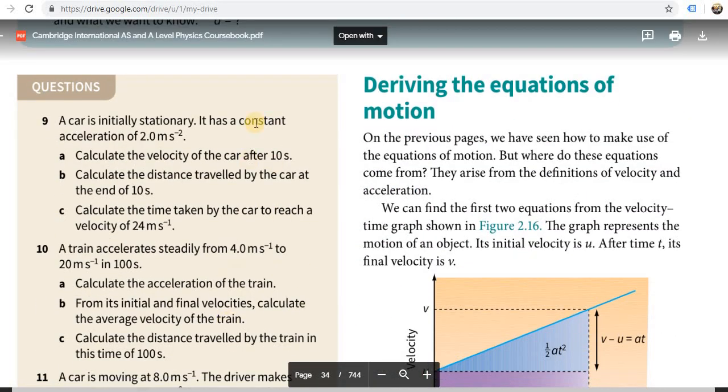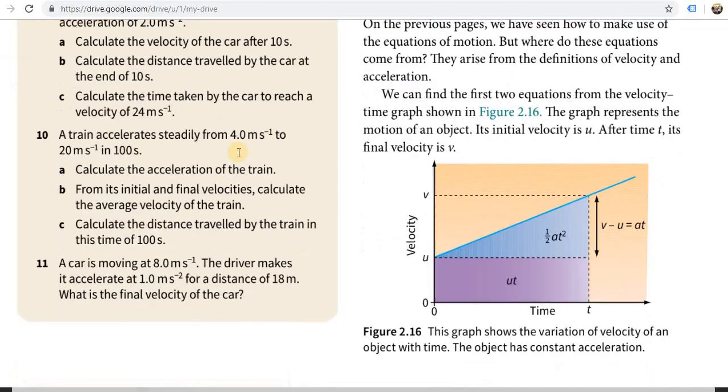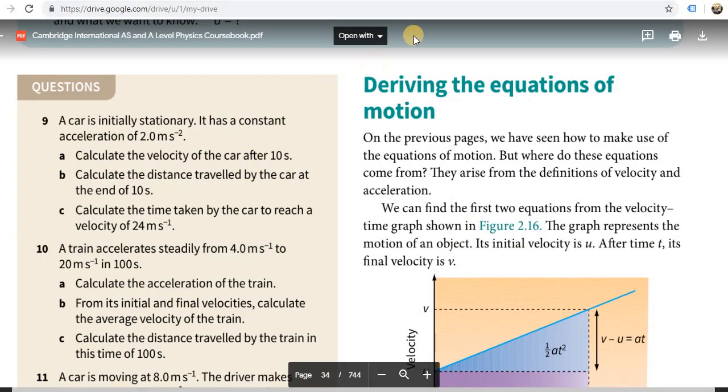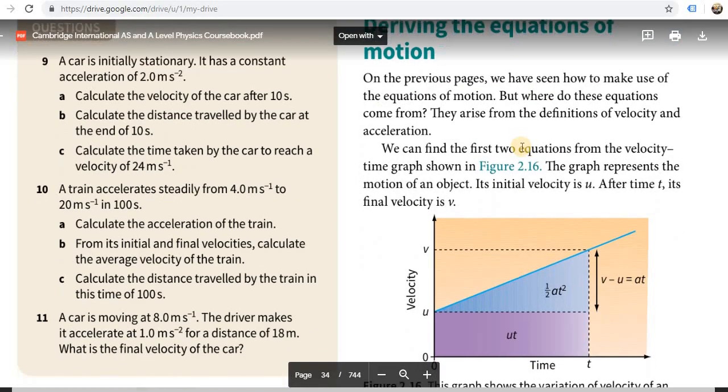Okay, so please answer all these questions. It's very important that you answer all these questions. And the next topic is about the derivation of those 4 equations.